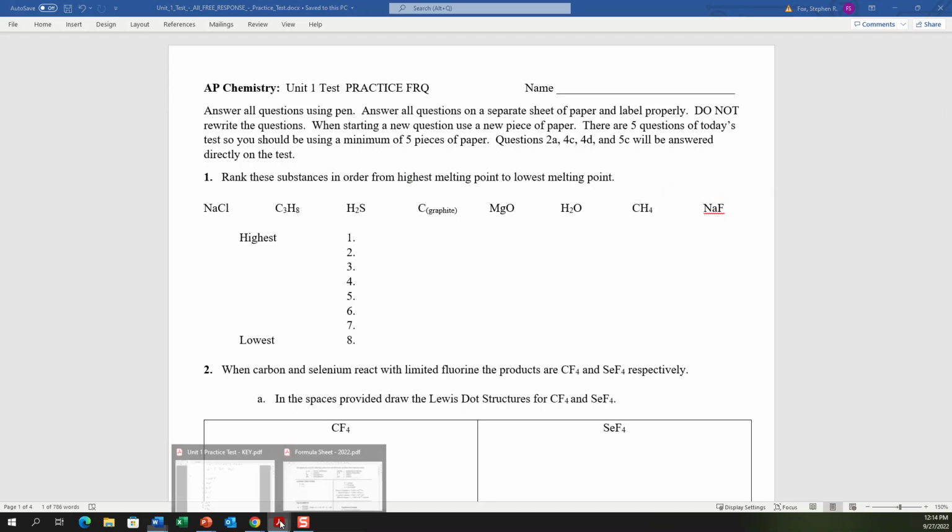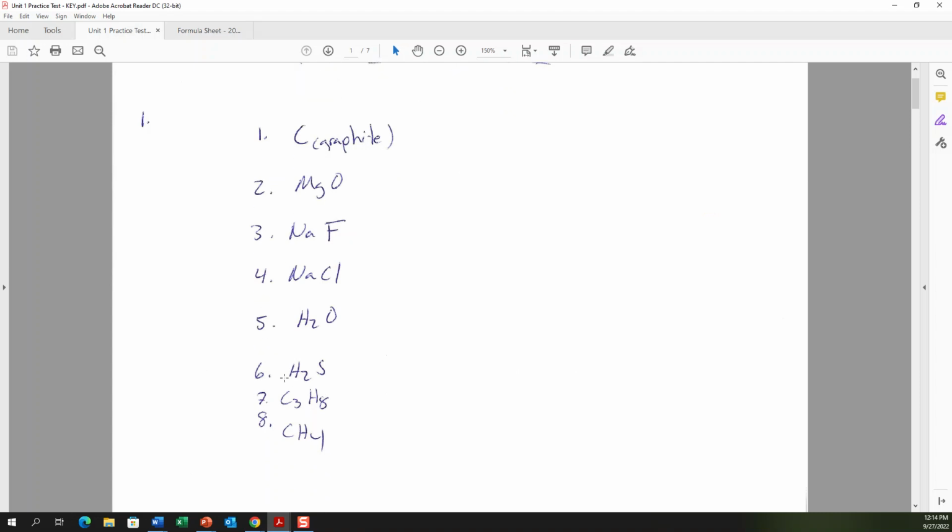So let's go ahead and look at the key. So we got the water because of the hydrogen bonding. We got the H2S, dipole-dipole interactions. Then we got the propane with the stronger London dispersion over the methane. Okay, so that's number 1.